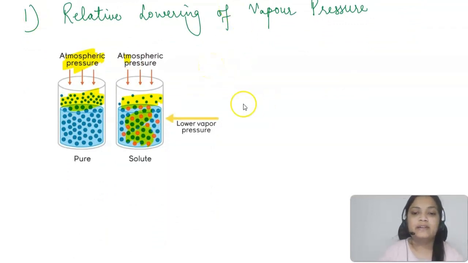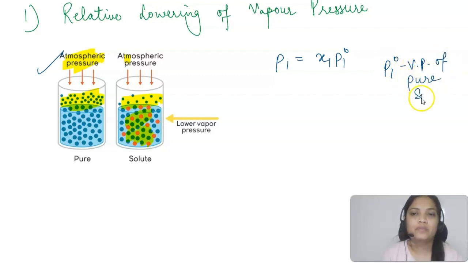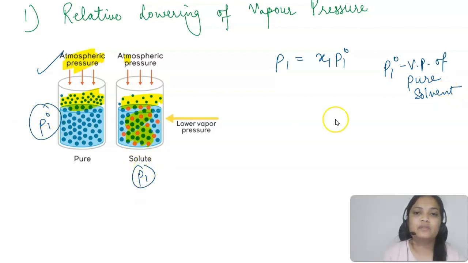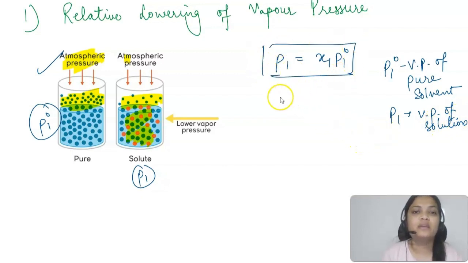Now students, you already know that the vapor pressure of a solvent in solution is less than that of the pure solvent. Now according to Raoult's law, let's say there are two components A and B. According to Raoult's law, the vapor pressure of the solvent in the solution is equal to x1 p1 naught. Here p1 naught is the vapor pressure of your pure solvent, and in the solution the vapor pressure will be p1. P1 is the vapor pressure of the solvent in solution. So this is in accordance with Raoult's law.